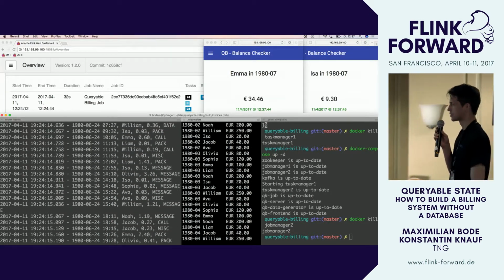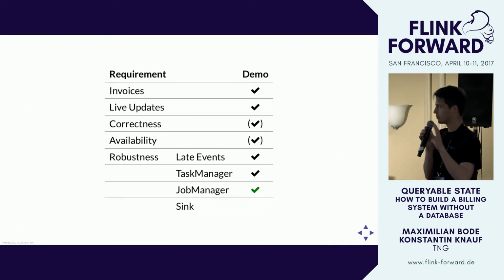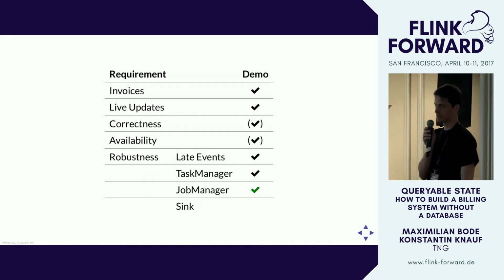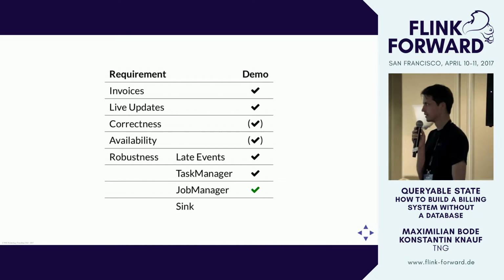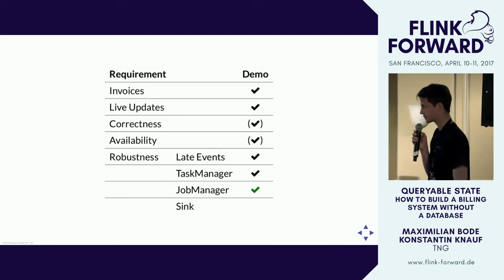Okay, so job manager failures also work pretty nicely. There's again this small availability gap, but it's not as bad as with the task manager failure, because actually the time between the task managers realizing their job is gone and the restart is not that long.